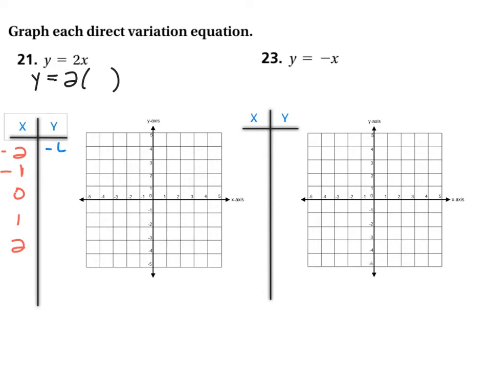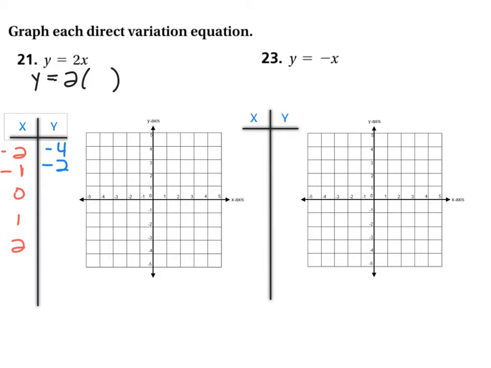Okay, so what if we plugged in -1? Well, if we plugged in -1, we get 2 times -1, or -2. So I'm going to write that value, -2, in our table. These are all, by the way, ordered pairs. You could imagine this as -2, comma, -4. You should see it like that. That's really what it is.